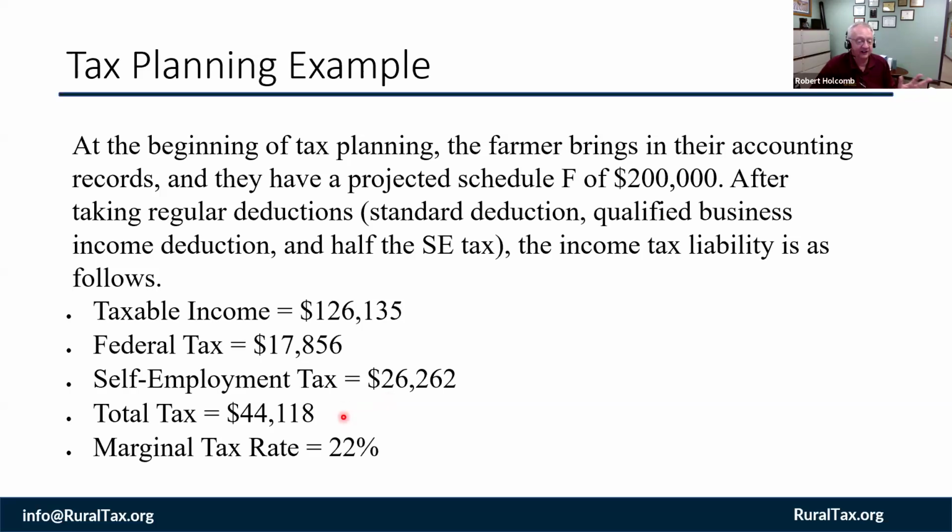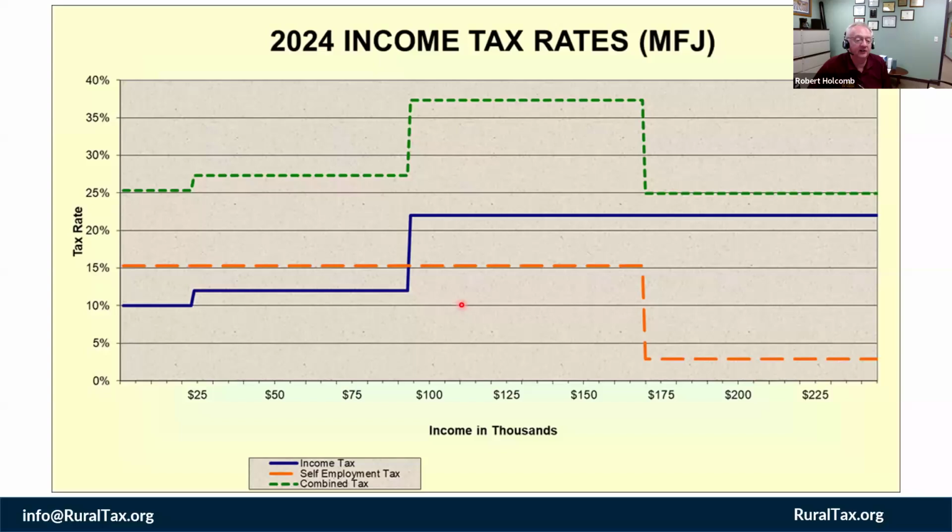No states calculated in this. This is just purely federal. But in this particular case, we're at 126,000. We're in the 22% bracket. So let's look at the chart. At 126,000, we're pretty much right there in the middle of the big green hump. So that's two reasons we got a lot of tax on this: it's a lot of money, but the other thing is we're up at about the worst rate that we can possibly get.